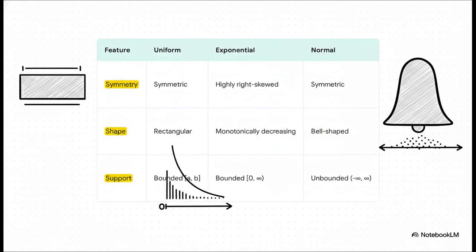If your data is symmetric and every outcome seems equally likely over a fixed range, you're looking at a uniform distribution. If you're measuring the time between events and the data is heavily skewed, meaning you have lots of short wait times and only a few really long ones, you're going to use the exponential. And if your data is symmetric and most of the values are clustered right around the average, well, that's a job for the normal distribution.